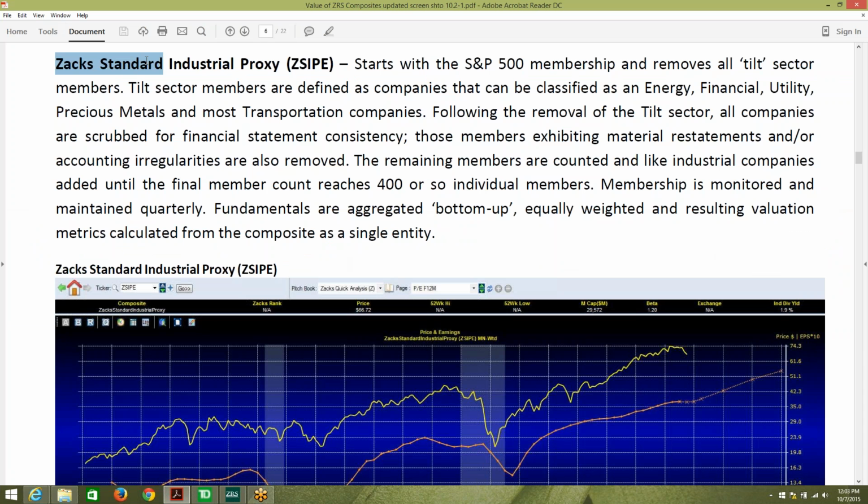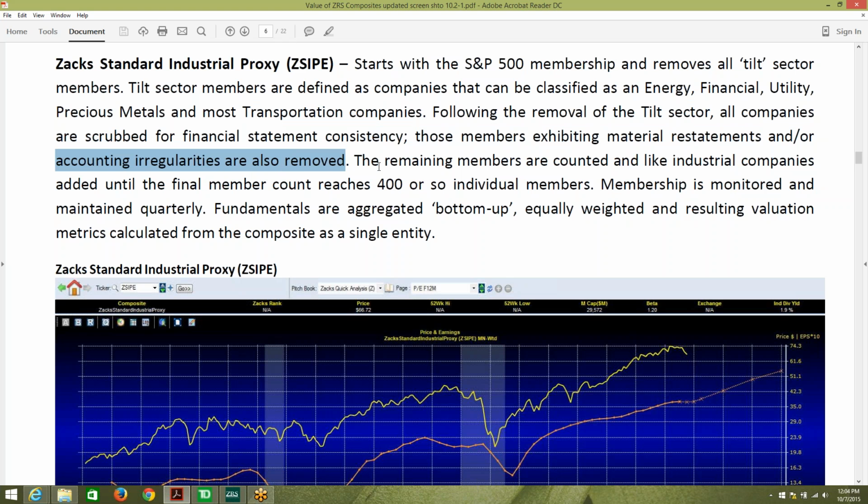First, we start with the Zacks Standard Industrial Proxy. This starts with the S&P 500 membership and removes all tilt sectors, which again are members defined as companies that can be classified as energies, financials, utilities, precious metals, and most transportation companies. Following the removal of the tilt sectors, all companies are scrubbed for financial statement consistency. Those members exhibiting material restatements and/or accounting irregularities are also removed.